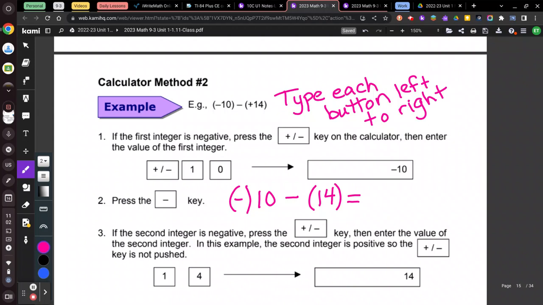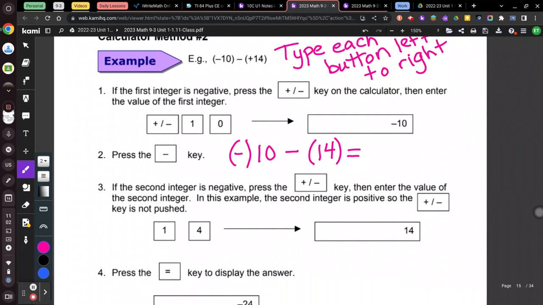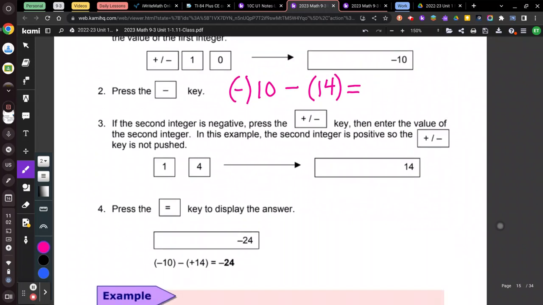The only reason the 14 has a bracket around it is to separate it from that subtract sign. It's to say that it's not a -14, it's a subtracting 14. And that's how you would type it in. And you will get the exact same answer of -24.